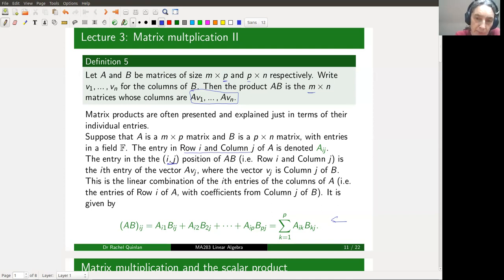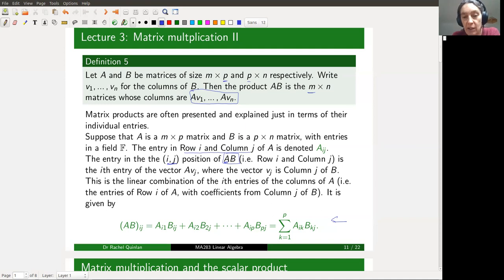Okay, so in the matrix product AB, defined as in definition 5 there at the top of the slide, the entry in the ij position of the product AB is in column j of AB and in row i. So column j of AB is a linear combination of the columns of A, whose coefficients are the entries of the jth column vector in B.